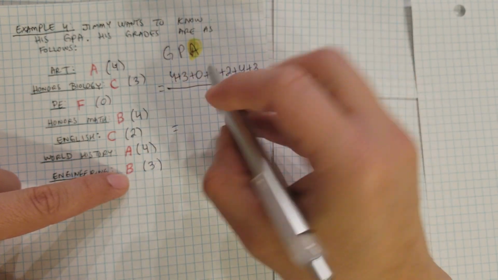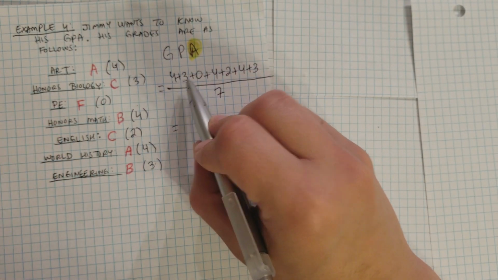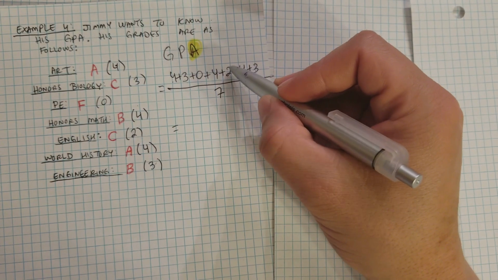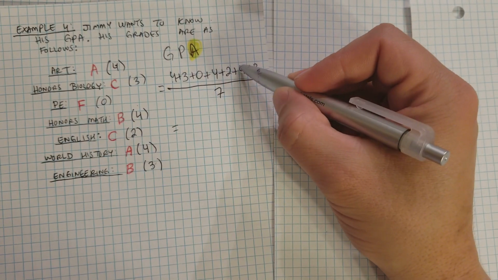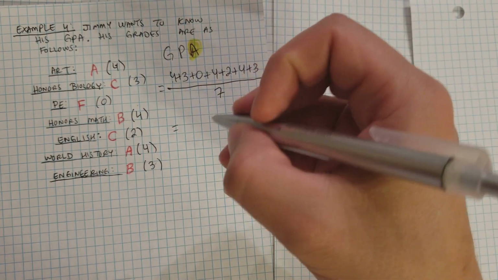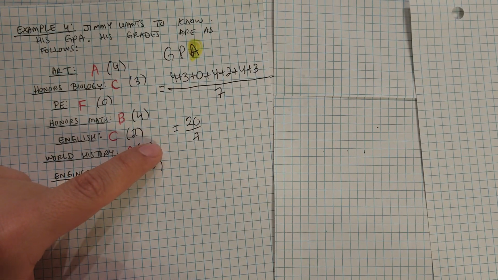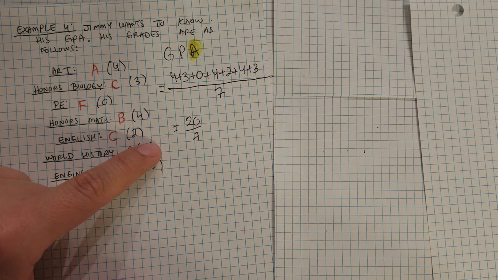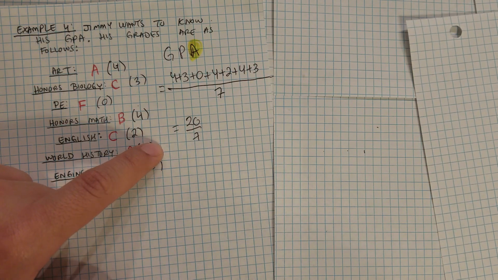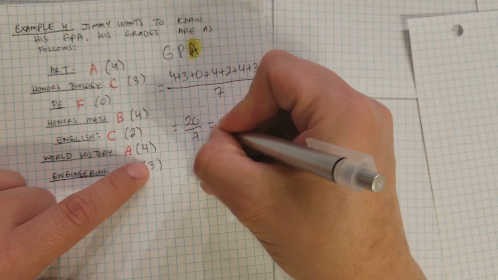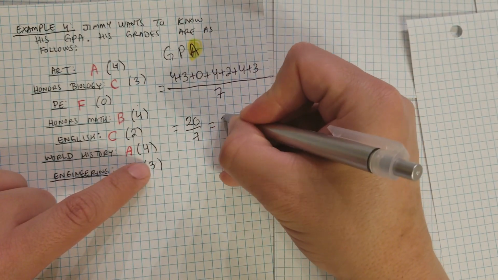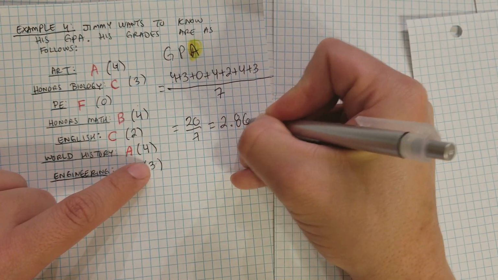So his GPA would be 4 plus 3, which is 7. 8, 9, 10, 11, 12, 13, 14, 15, 16, 17, 18, 19, 20, divided by 7. So that'll be 20 over 7. Whatever that is, 20 divided by 7, when I plug it into the calculator, I get 2.85. So his GPA, if I rounded, is 2.86.